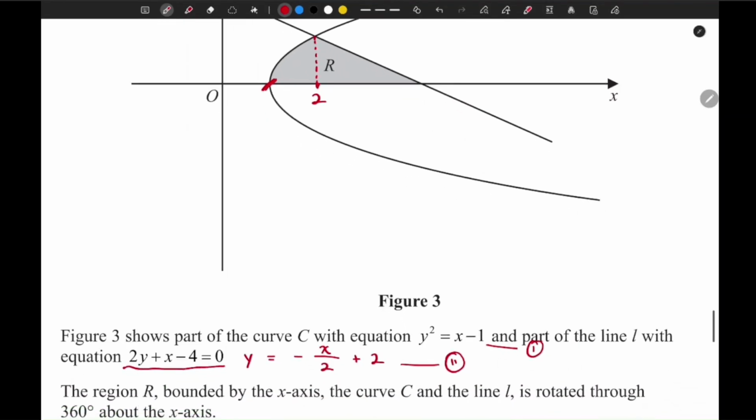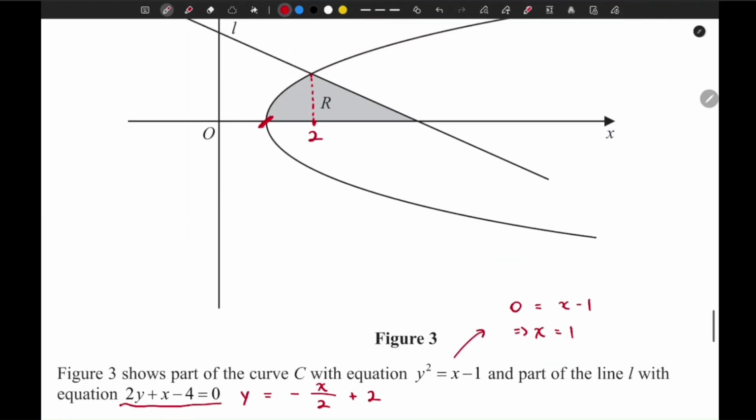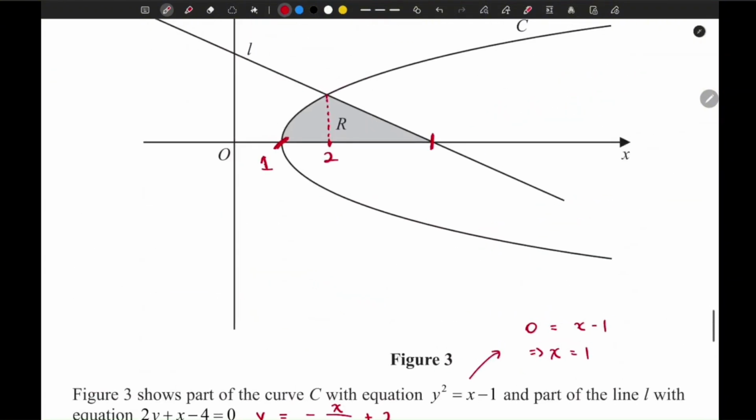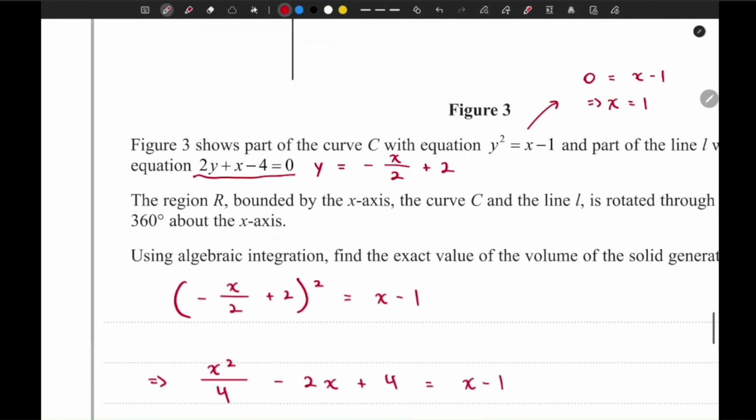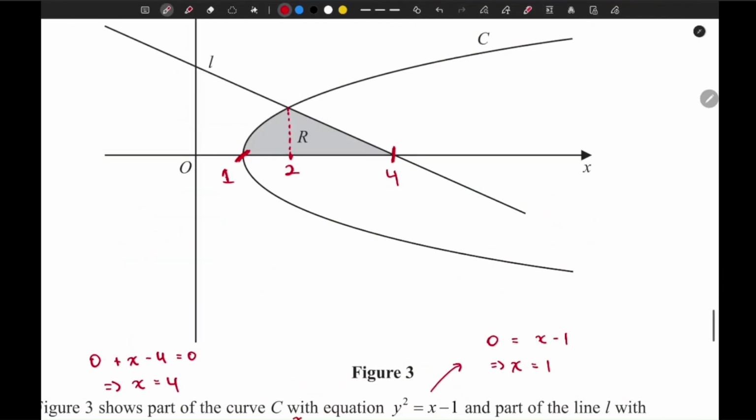We know that at this point on the x-axis the value of y is 0. So using this equation, if we substitute the value of y as 0, this will be x equals 1. So this is 1. And we also need to find out the x coordinate of this point. Same goes for this. At this part, we know that the value of y is 0. So if we substitute y as 0 into this equation, 0 plus x minus 4 equals 0, we get x equals 4. So at this point, the value of x is 4.